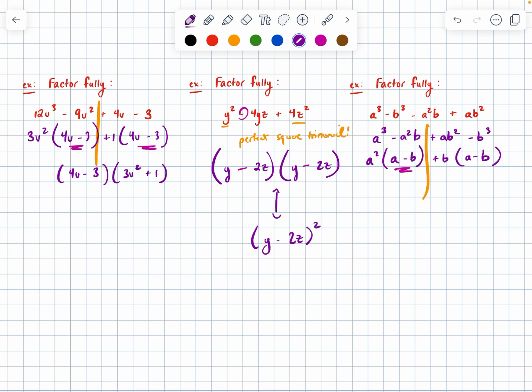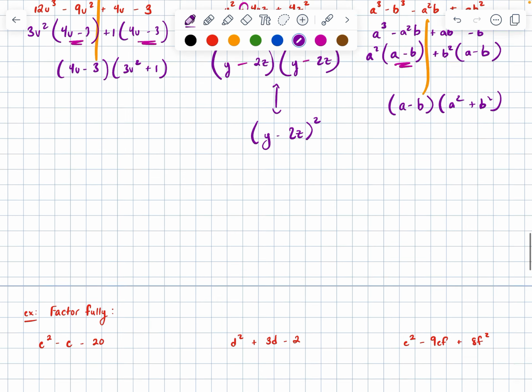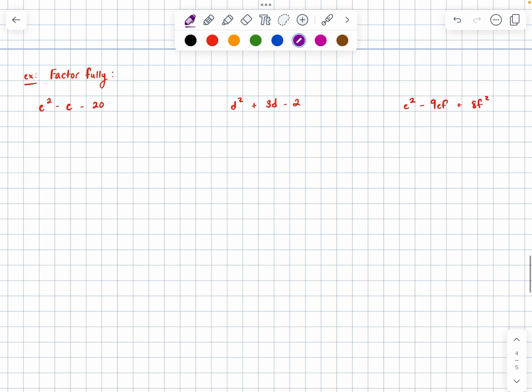I hope you'll agree that plus b squared here outside, if I distribute back out, will get me back to where I began. Using my factoring by grouping strategy, I've got that common factor of a minus b. Let me pull it out and put it in its own parentheses. What's left over here is that a squared plus b squared in a parentheses of its own. Very nice. Let's do some quadratics, and then we'll call it a day.